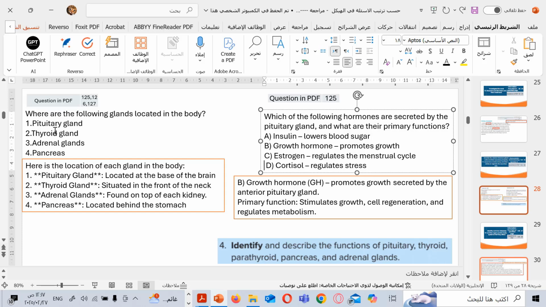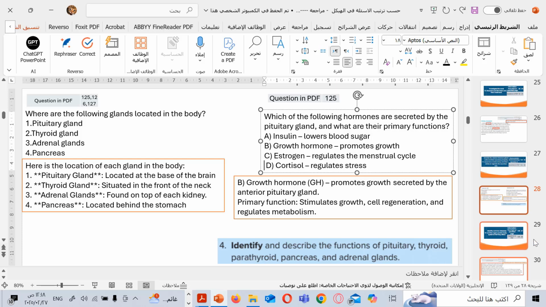Where is every gland in our body: pituitary gland, thyroid gland, adrenal gland, and pancreas. The pituitary gland is in the brain, located at the base of the brain. The thyroid gland is situated in the front of the neck. The adrenal gland is on the top of the kidney. The pancreas is located behind the stomach.